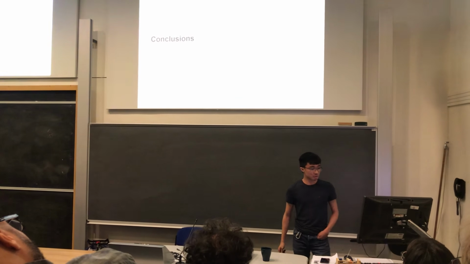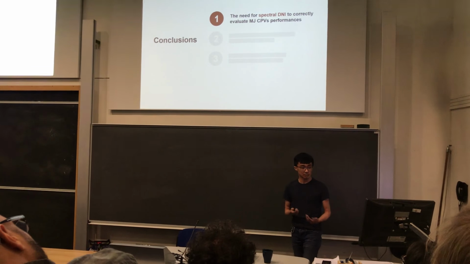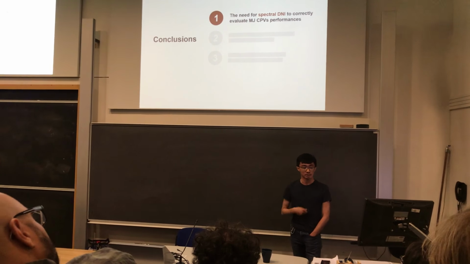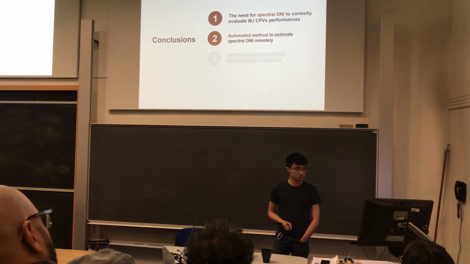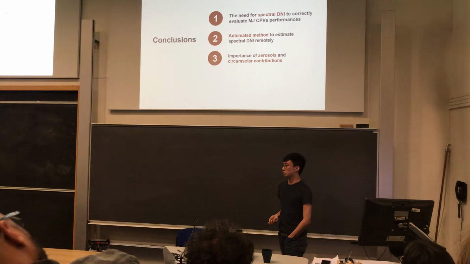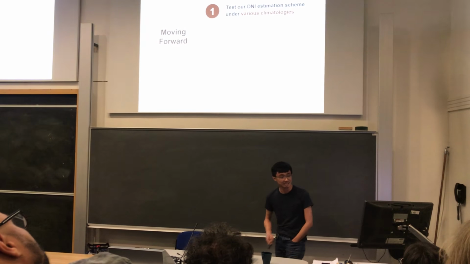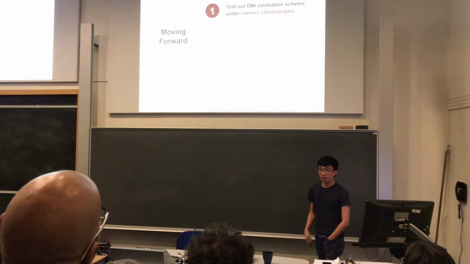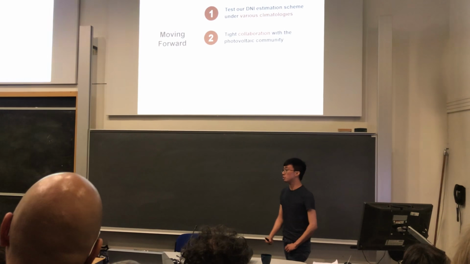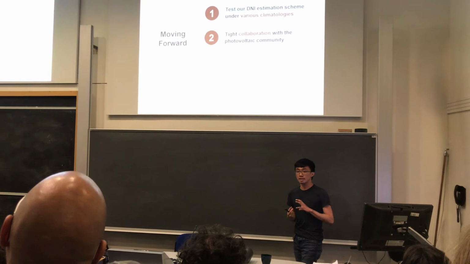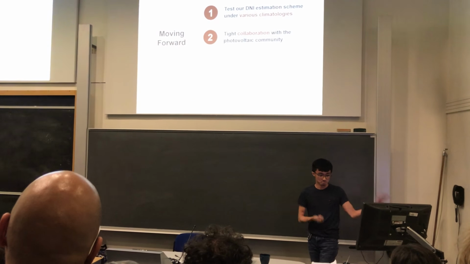So with those in mind, just a quick conclusion. Moving forward, we need to routinely estimate spectrally resolved DNI to correctly evaluate multi-junction solar cell performance. We've developed an automated method to do so, and we've also demonstrated the importance of aerosol and the circumsolar contribution. Moving forward, we need to continue to test our scheme. We only tested in Santiago, Chile, under various climatologies. We also want more collaboration with the photovoltaic community to understand what they need, what parameters we need in order for them to evaluate solar panel performance better.